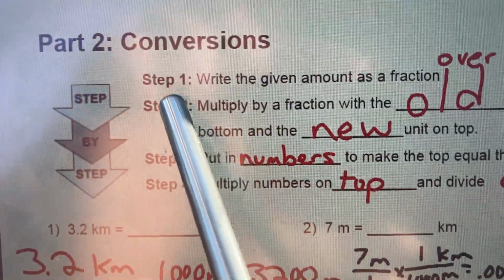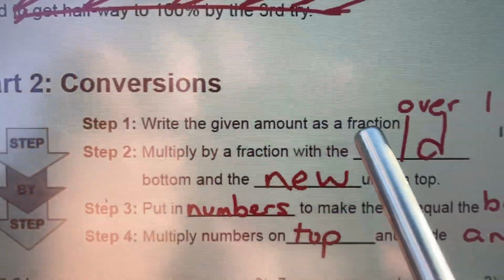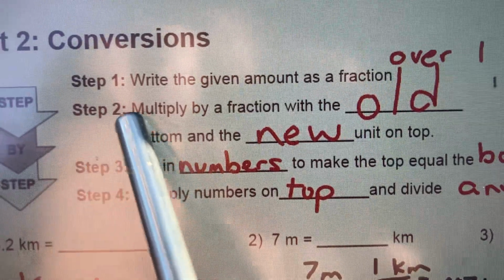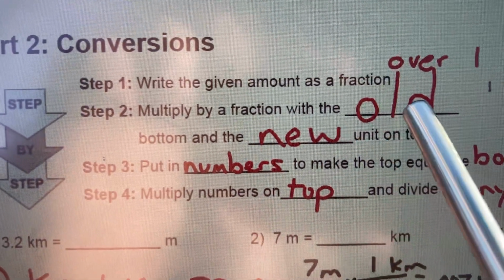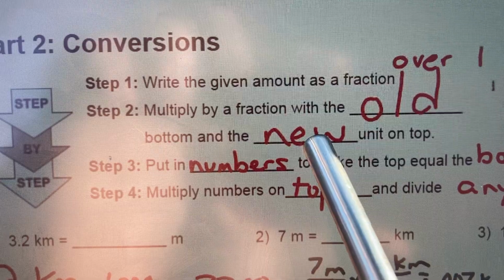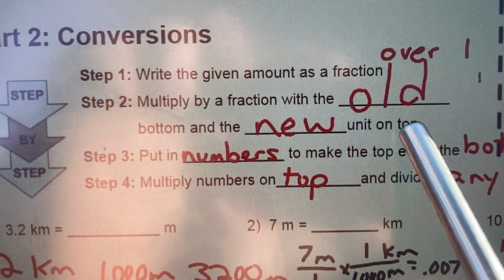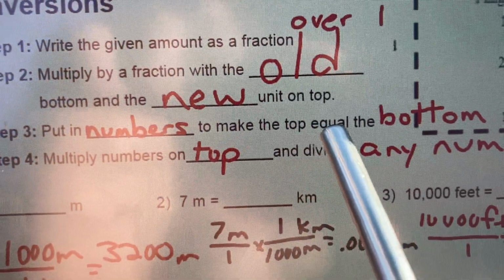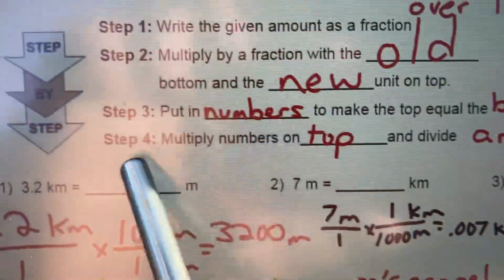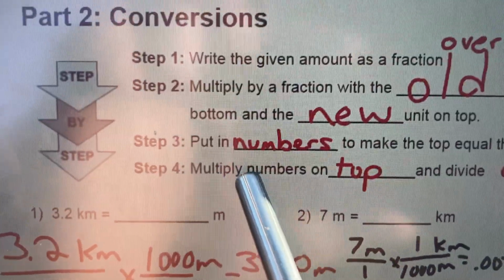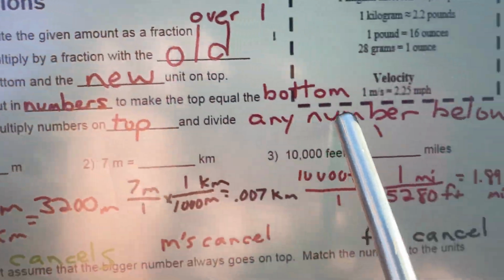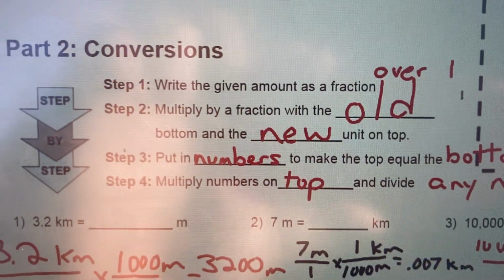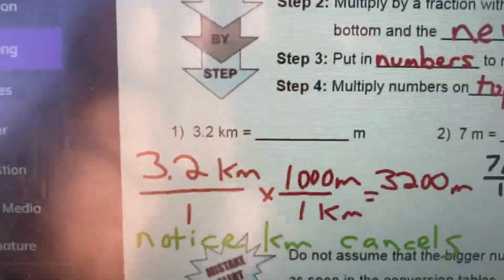Step number 1, write the given amount as a fraction over 1. Step number 2, multiply by a fraction with the old unit on the bottom and the new unit on the top. Number 3, put in numbers to make the top equal to the bottom. Number 4, multiply numbers on top and divide any number on the bottom below. Now that might seem a little bit confusing, but we'll get it when we do some examples here.